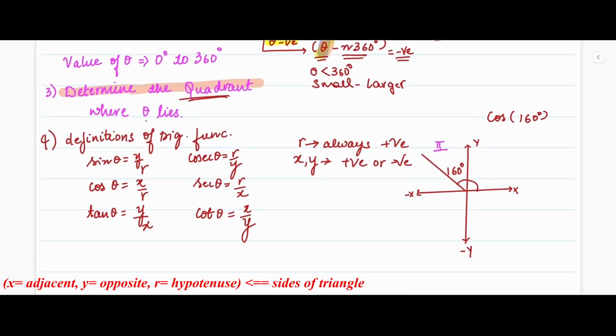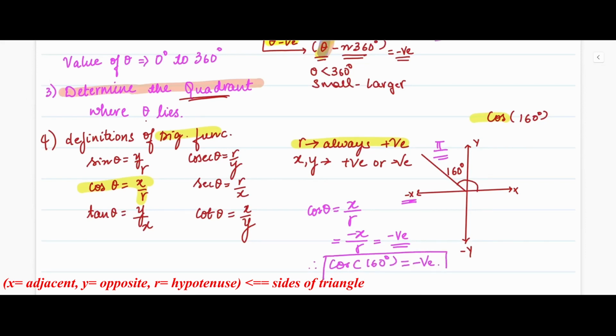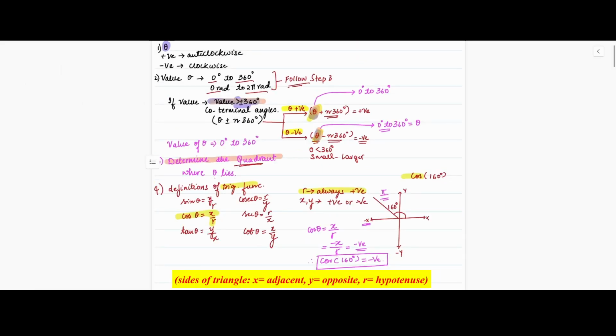Next we have to concentrate on the trigonometric function. Here they have given us cos theta. The definition of cos theta is x by r. R will always be positive. We have to look at the value of x. X in the second quadrant will be negative, because the second quadrant has the negative x-axis. Here the value of x will be negative, so minus x by r. A negative value divided by a positive value gives a negative value. Therefore, our final answer is that cos 160 degrees will have a negative sign. This will be our final answer. And these are the 4 steps which you can follow to find out the sign of any given angle.